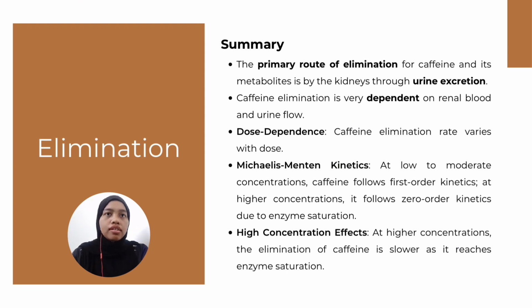Caffeine elimination rate is dependent on its dose. It also follows the principle of Michaelis-Menten kinetics, where at low to moderate concentration, caffeine follows first order kinetics, while at higher concentration, it follows zero order kinetics. When the caffeine is at higher concentration, the rate becomes constant and independent of the caffeine concentration due to enzyme saturation. The body will eliminate a fixed amount of caffeine per hour, regardless of how much is present. For instance, if the enzyme can process 20 mg per hour, it will do so regardless of whether the caffeine concentration is high or low.